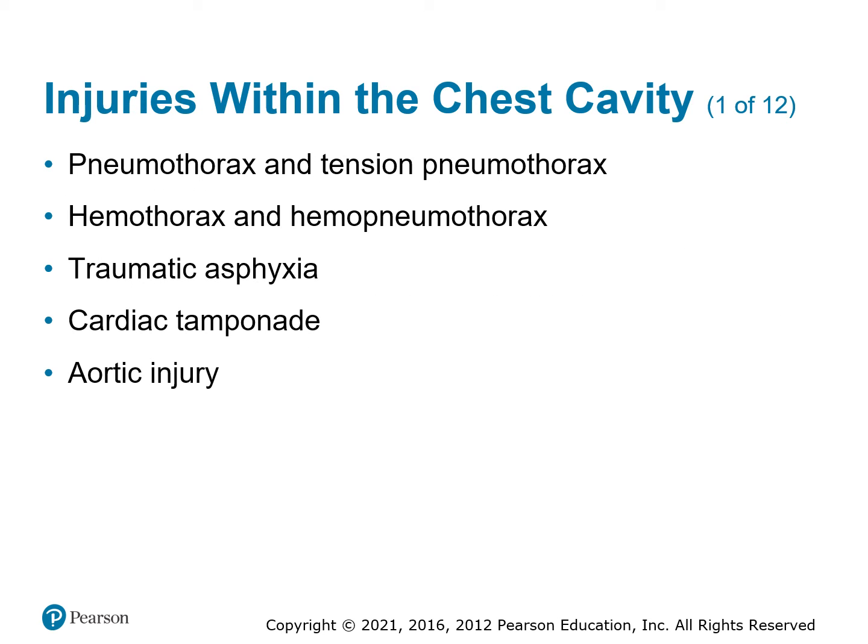Now, this next batch of slides is going to talk about some specific injuries within the chest cavity. So what we're going to talk about here is going to be the pneumothorax and the tension pneumothorax, the hemothorax and the hemopneumothorax, which is going to be similar to the first ones, but blood is going to be the issue. Traumatic asphyxia, cardiac tamponade, and then aortic injury will be the last one we talk about.